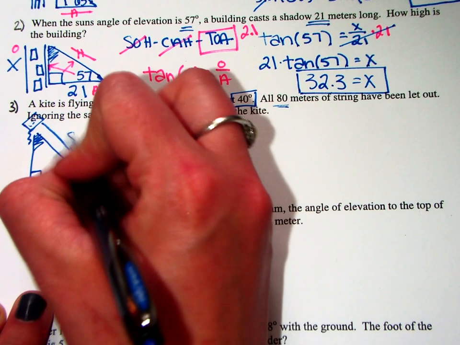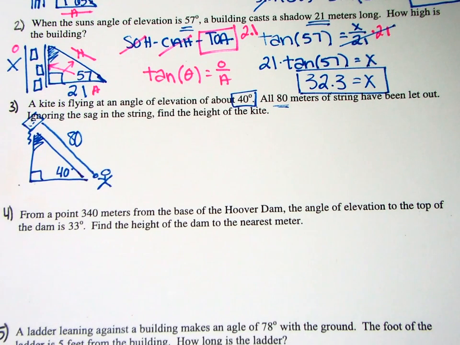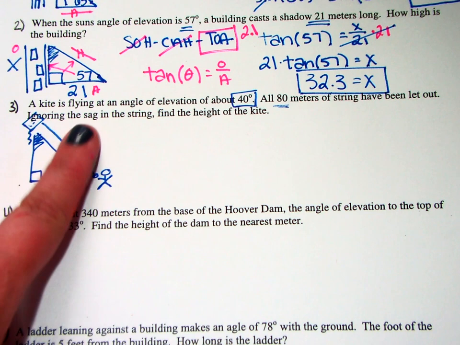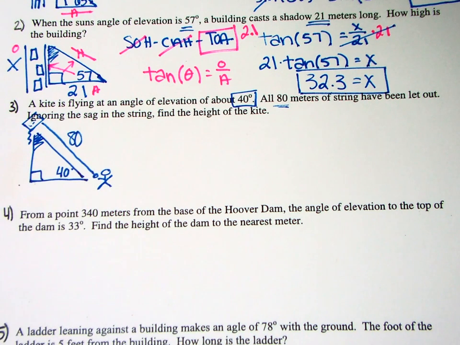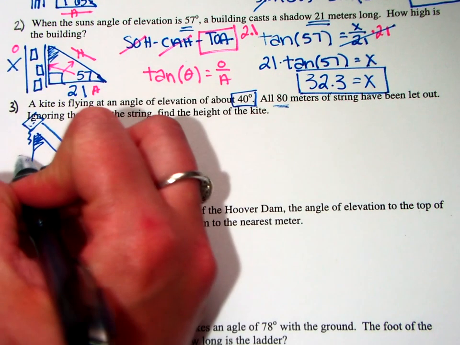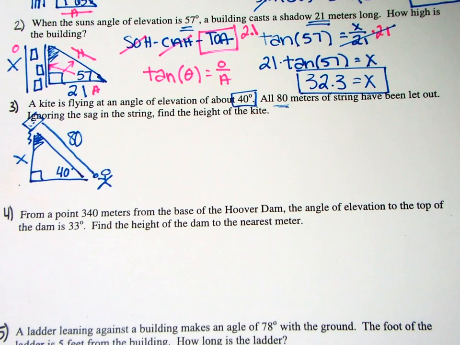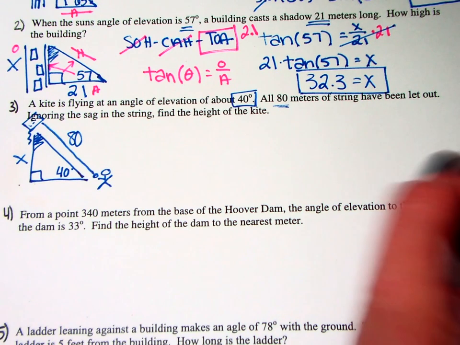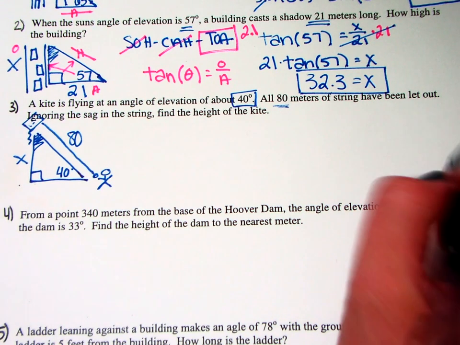So kite strings are always on the hypotenuse. Ignoring the sag of the string, that just means that gravity is not holding the string down. It's completely straight, and that lets you know you can use a triangle. And then it says, find the height of the kite. Well, how high above the ground is the kite? Height is always a vertical form of measure. Okay, we've drawn our picture. However poorly it looks, it's still a picture.